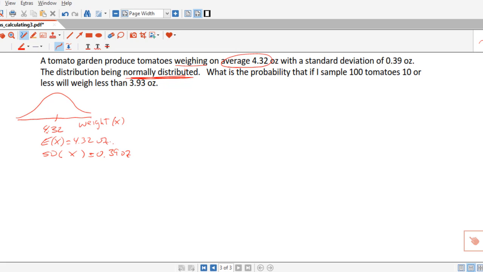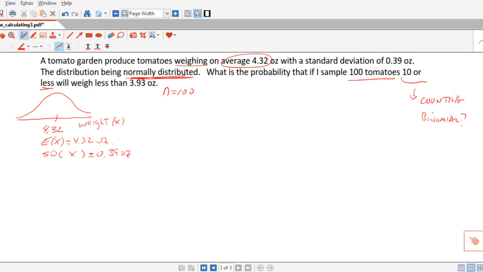Okay, so we got this information, and what are we doing? What is the probability? Okay, what of what? That if I sample 100 tomatoes, this is n is equal to 100. I'm sampling 100 tomatoes, but what am I doing? 10 or less of the 100 tomatoes. It sounds like I'm counting. So if I'm counting, I'm going to keep my options open, but I'm going to start thinking, it's binomial.